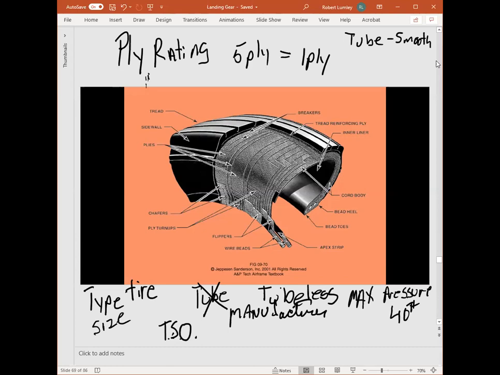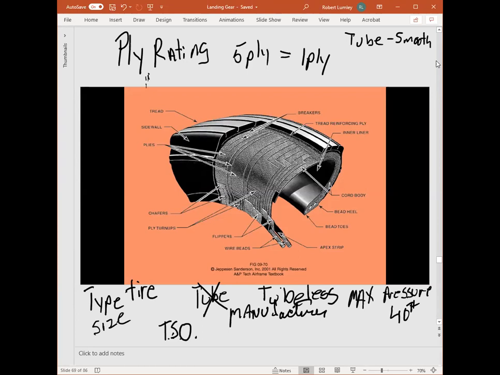So if you see one of the quiz questions or on the final, you might see a question that says, a tube or a tubeless type tire, which has a smoother inner liner? And the answer is a tube type tire.